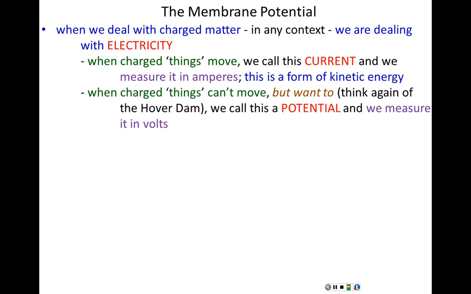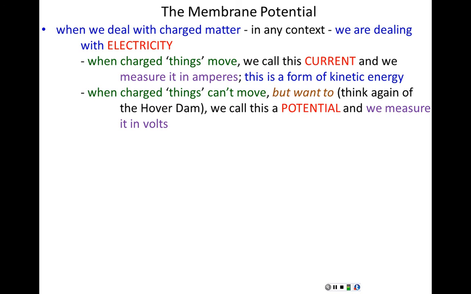When charged things can't move, but they want to, we call this a potential, and we measure this in volts. All things that want to move and can't are storing potential energy. Hold a pen up in the air and that pen wants to fall to the earth. That is potential stored energy. But when it comes to electrically charged molecules, we call it a potential, and we measure it in volts.